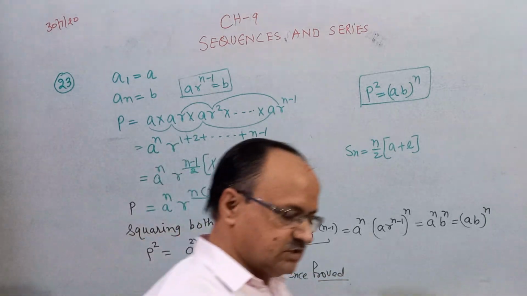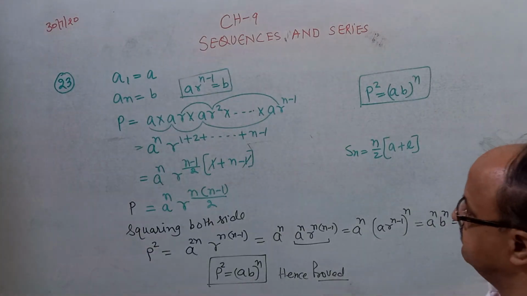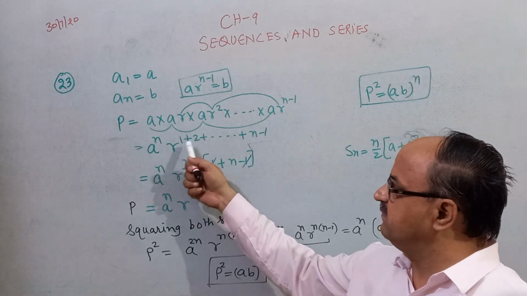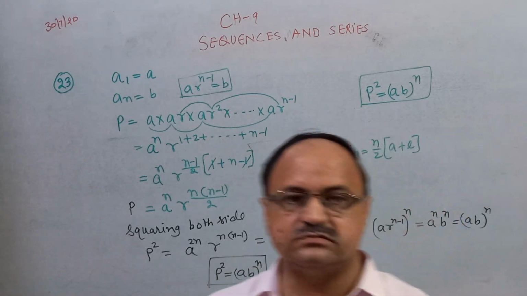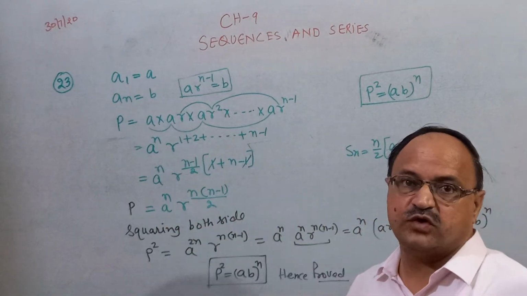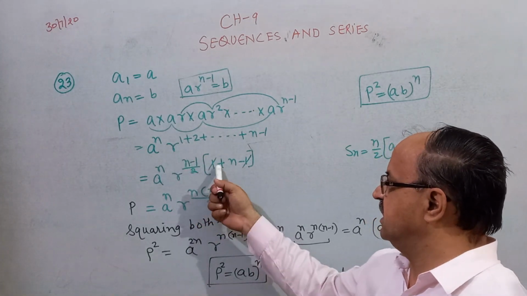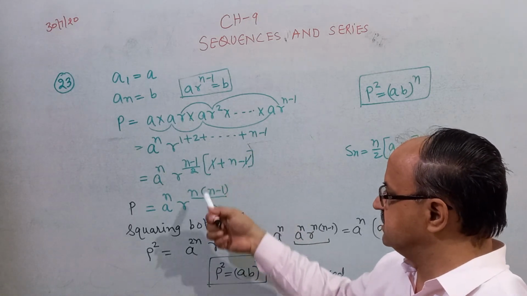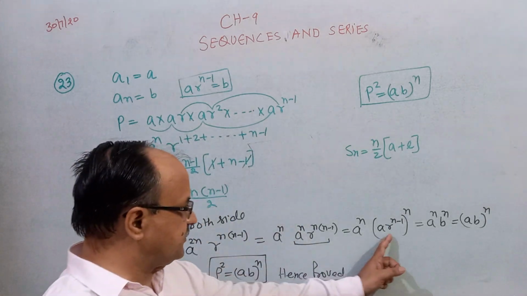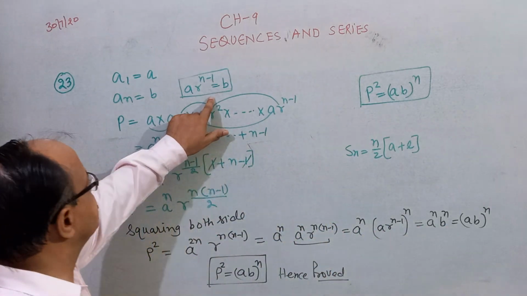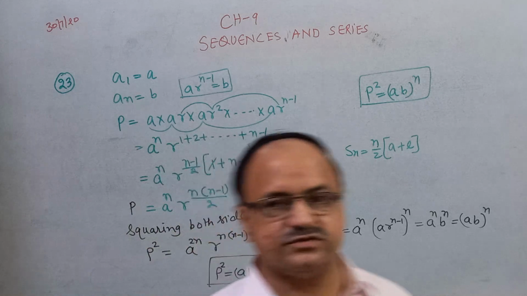Correct? This is question number 23. This is the main step here: 1 plus 2 plus 3 up to n minus 1. Here the total number of terms is n minus 1. This is the main point, because the sum is n minus 1 by 2, and the first term is 1 and the last is n minus 1, 1 and 1 cancel, this is it. After that, squaring both sides, and in place of this you can write B, because you know the last term is given. Correct? Your homework: try to solve questions 11 to 23.